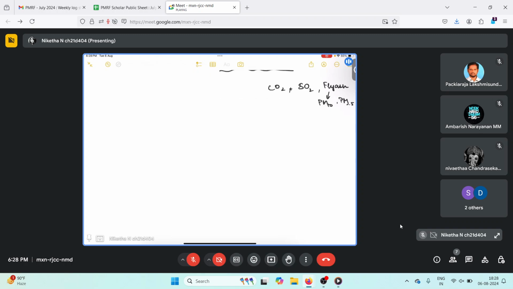So when we see what the impacts of these pollutants are, when we dump any waste or wastewater into water, especially surface water, there is going to be a depletion in the DO levels. So what is DO here? DO is dissolved oxygen.